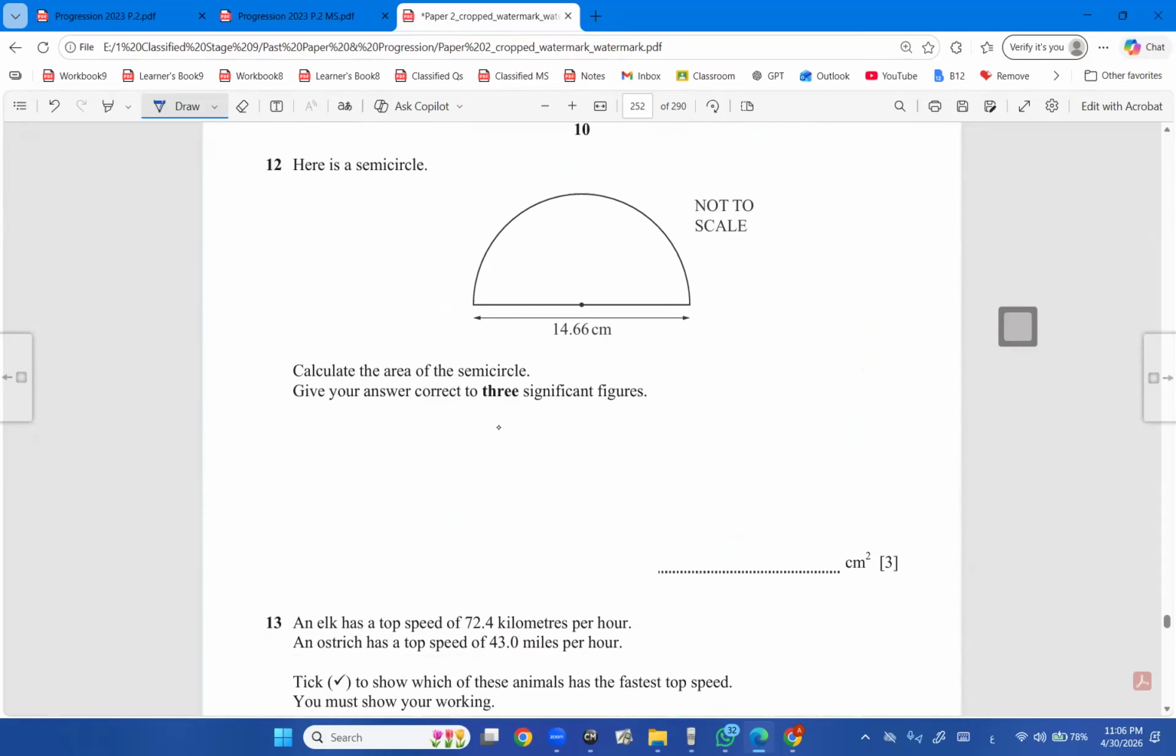Calculate the area of the semicircle. It's pi r squared over 2. So you need to do it on the calculator. It is pi multiplied by r, and r over here is what? You're going to have to get half of this because the radius is half the diameter. So it is 7.33 squared. This is pi r squared over 2. This is going to get you the area of the semicircle. But don't forget to round it to three significant figures.